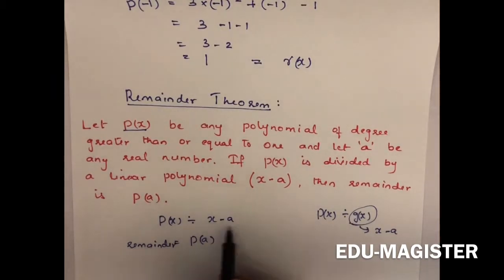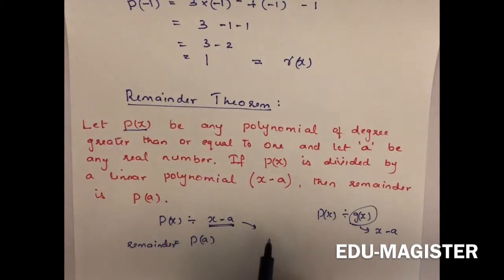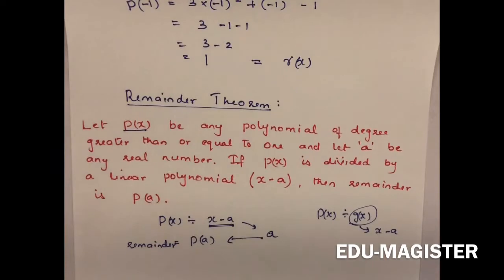Here from this linear polynomial x minus a, we need to find the 0 of this polynomial, and then we will find the value of p of x at that value. That is, in this case the 0 of this linear polynomial will be a. So thus the remainder will be p of a.